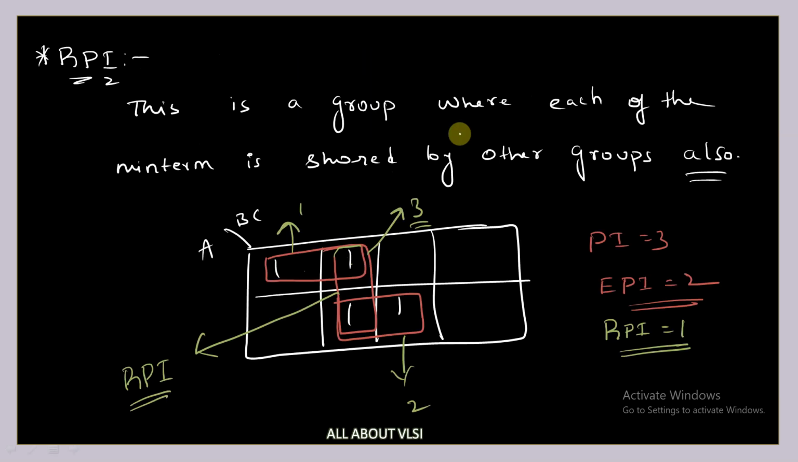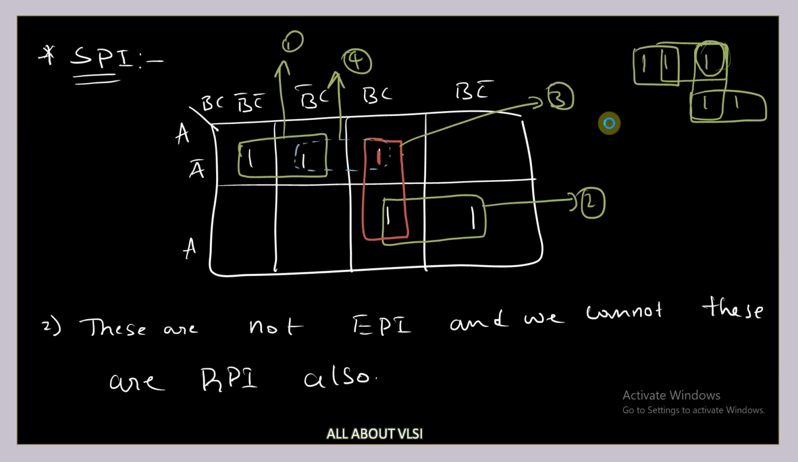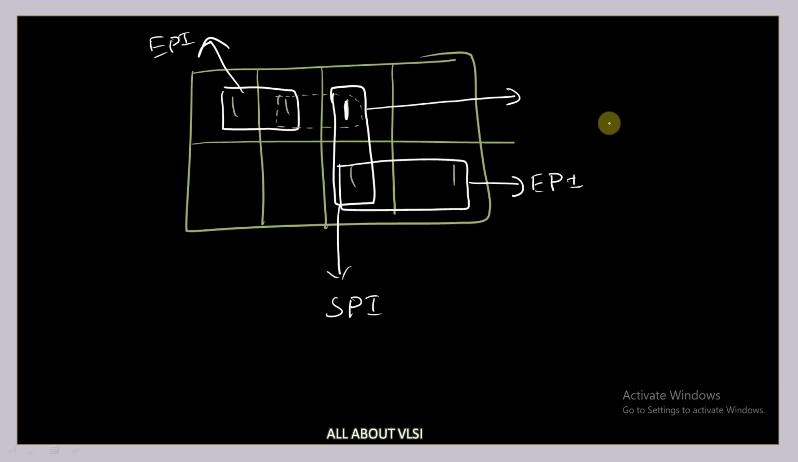In the RPI definition, this is a group where each of the minterms is shared by other essential prime implicants. Other essential prime implicants. Yes. Now tell me. So whether this is RPI or whether this is SPI.